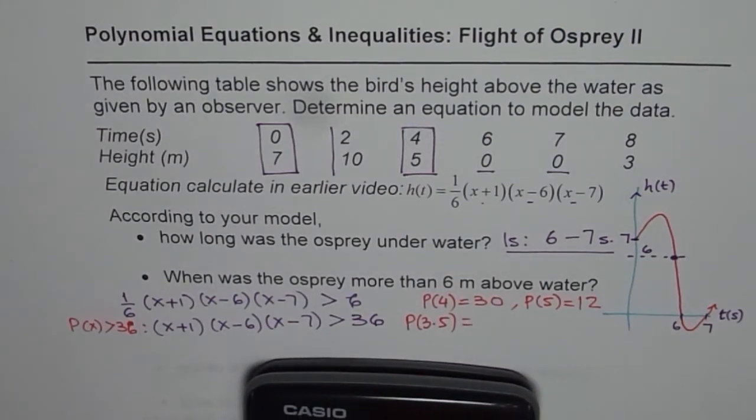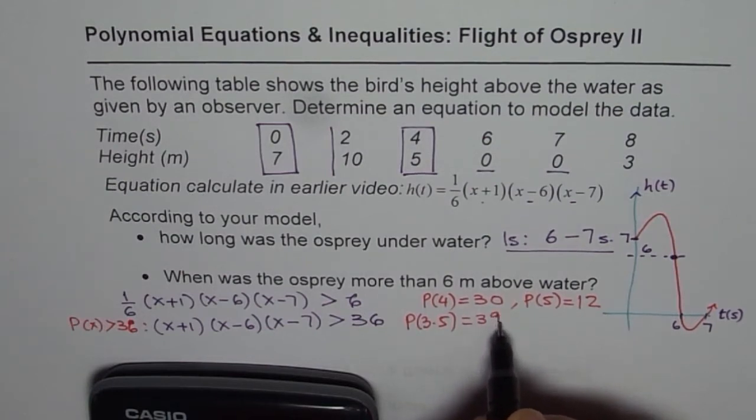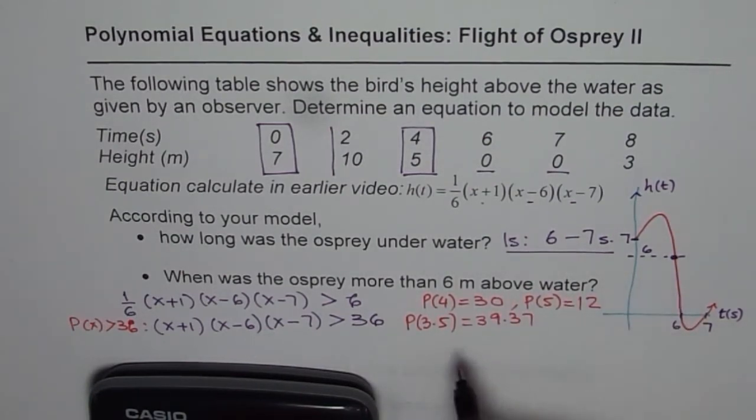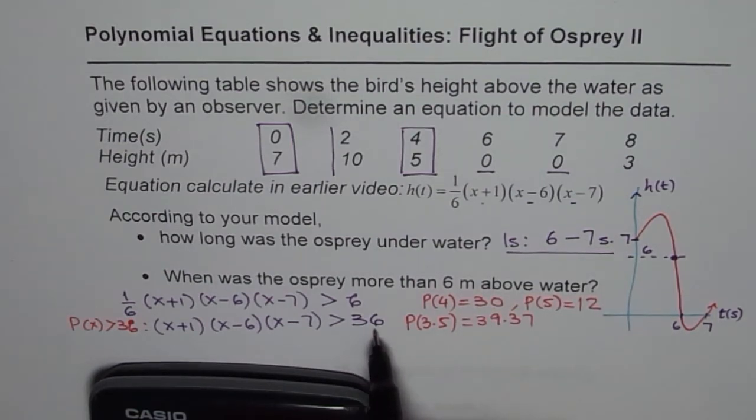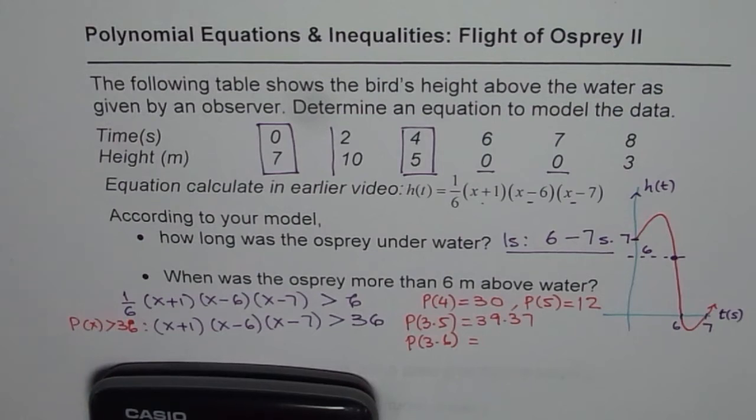Within brackets, 3.5 plus 1 times 3.5 minus 6 times 3.5 minus 7. And that gives us, converting to decimals, 39.37. So at 4 we have 30, and we need just 36. So we are very close, which means we have to move slightly more than 3.5. So let's try 3.6 this time and calculate. 3.6 plus 1, then within brackets 3.6 minus 6, within brackets 3.6 minus 7. When we multiply all these factors, what do we get?